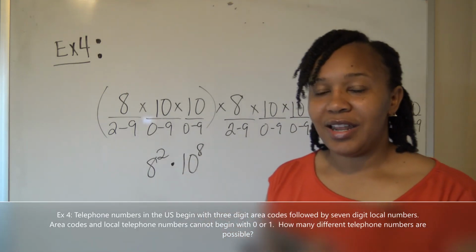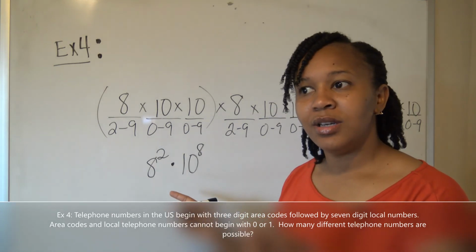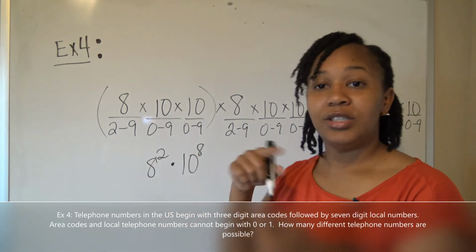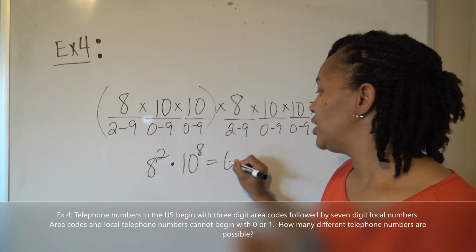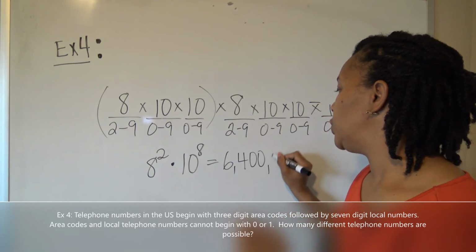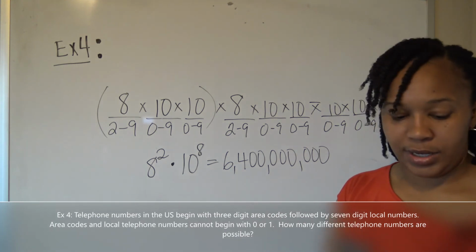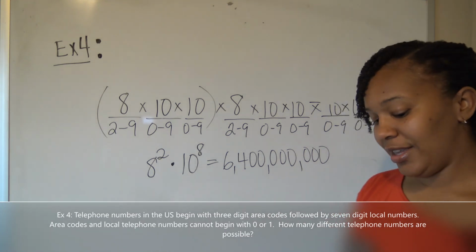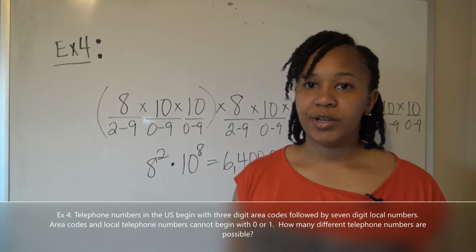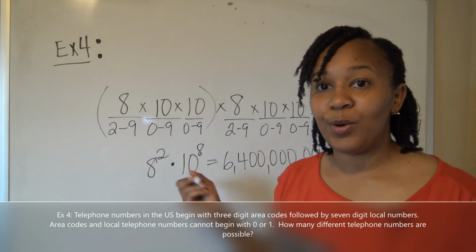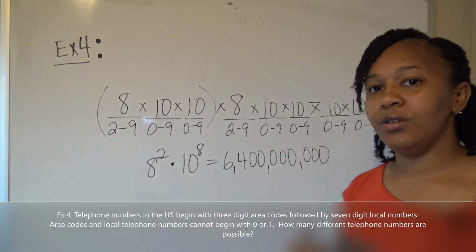And when you multiply 10 to the 8, you get 100 million, because you get 8 zeros. But when you multiply that by 64, you get 6,400,000,000, or we say 6.4 billion. Let me make sure. Yes, that is correct. So 6.4 billion, or 6,400,000,000. That's how many possible telephone numbers there are using the system that we use in the United States.